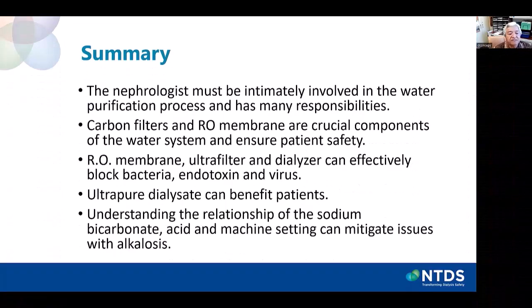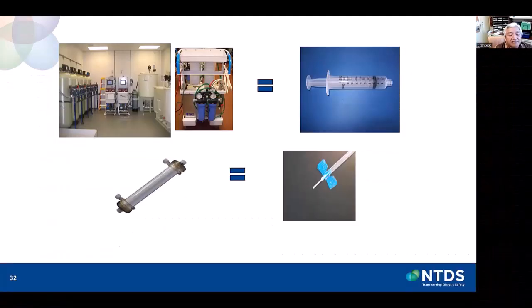In summary, the nephrologist must be intimately involved in the water purification process and has many responsibilities. RO system design may vary among the different facilities. Carbon filters and RO membrane are crucial components of the water system and ensure patient safety. RO membrane, ultrafilter, and dialyzer can effectively block bacteria, endotoxin, and virus. Ultrapure dialysate can benefit patients, and understanding the relationship of the sodium bicarbonate, acid, and machine setting can mitigate issues with alkalosis. A dialysis patient is exposed to more water in 3 years than an individual consumes in a lifetime.